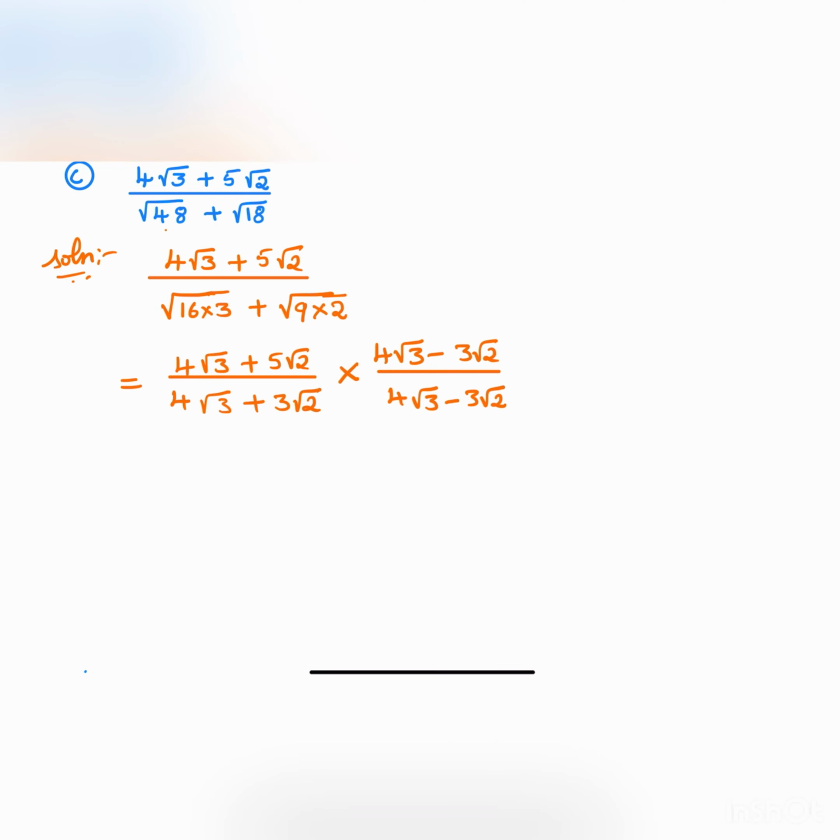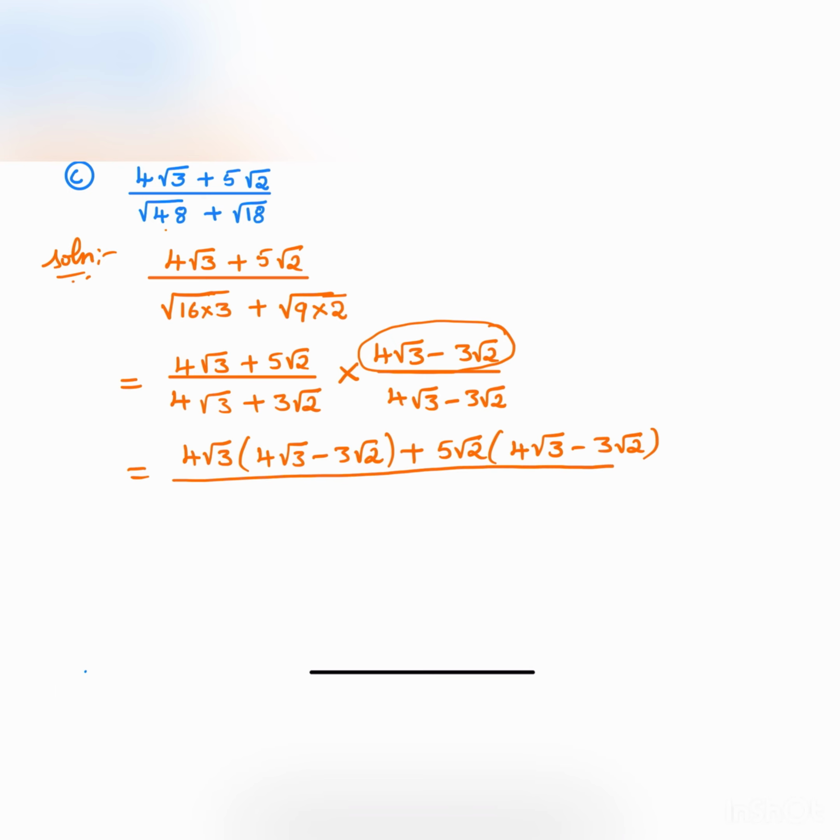Correct? And then what? Let us multiply the numerator 4 root 3 into 4 root 3 minus 3 root 2. Now let us multiply this by 5 root 2. Plus is there, so plus 5 root 2 into 4 root 3 minus 3 root 2, divided by, and if you see the denominator, we have a plus b into a minus b. So a plus b into a minus b, we know it is a square minus b square.